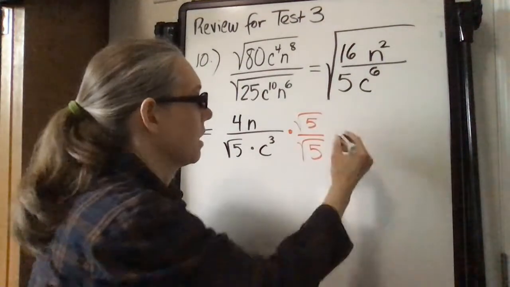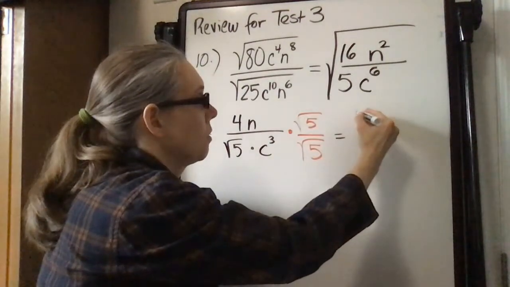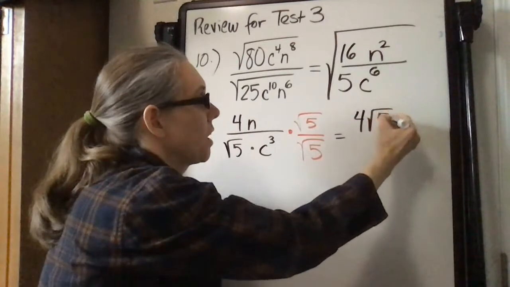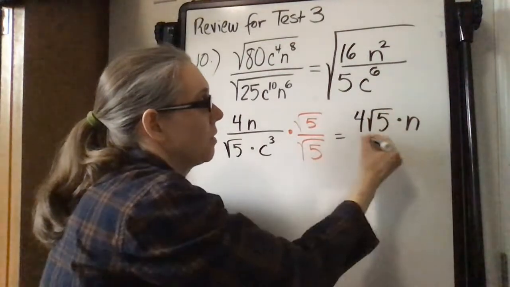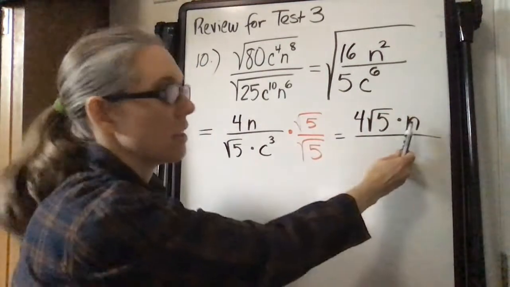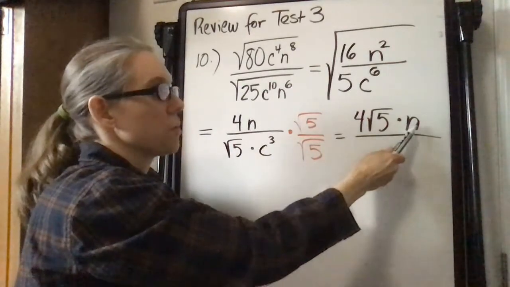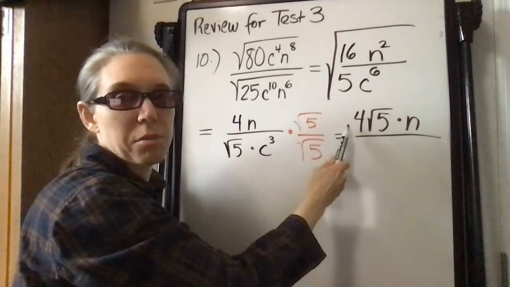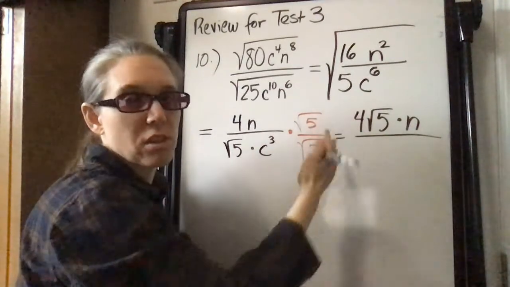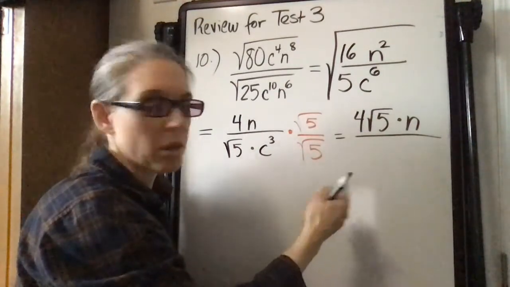And this will then give us 4 times root 5 times n. Make sure that the n is not under the radical. You're welcome to put the n out in front. Sometimes people do that. Multiplication is commutative, so you can write it whatever way you want.